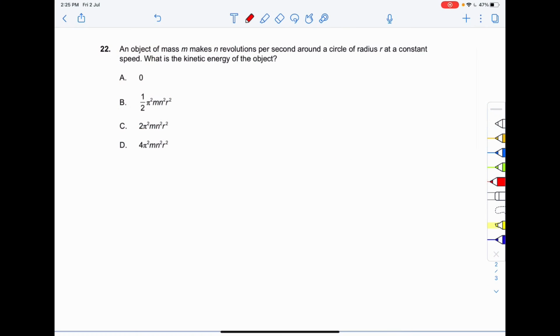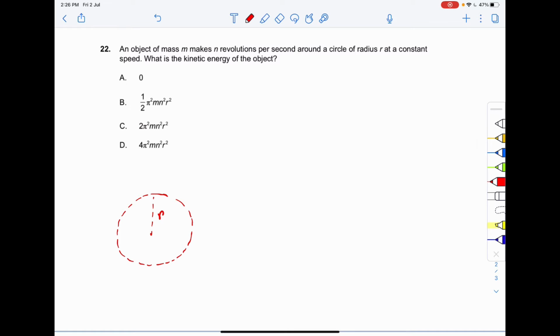So proceeding on to the next question, that is your question number 22. An object of mass m makes n revolutions per second around a circle of radius r. So we need to find out the kinetic energy of the object. Suppose this is the circle of radius r.